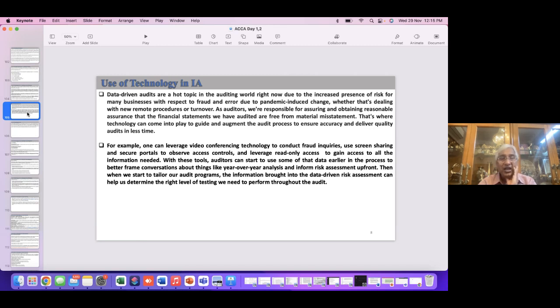Then when we start to tailor our audit program, the information brought into the data-driven risk assessment can help us determine the right level of testing we need to perform throughout the audit. Because again, we have seen 100% sample, but we observe there are a couple of things which may require a physical review or physical view of the things.